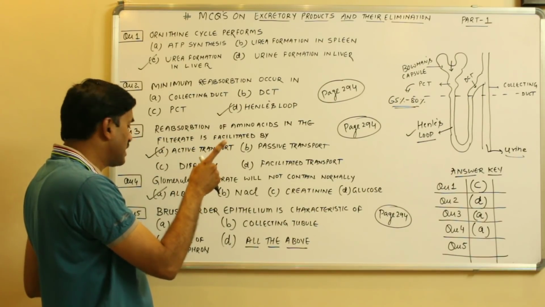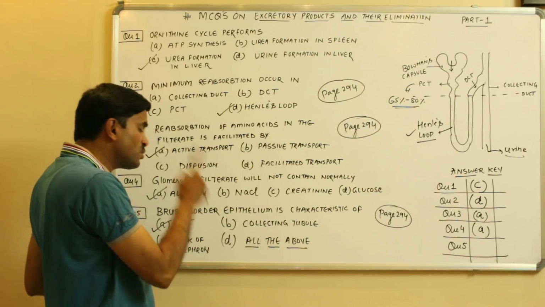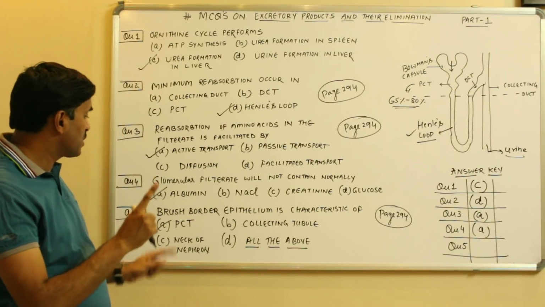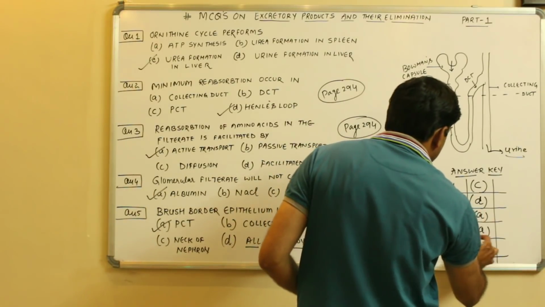65 to 80% of the reabsorption occurs here, right? The brush border is present. So brush border is associated with the PCT. No other part has this brush border, only the PCT has. So question number 5 is having the answer A.